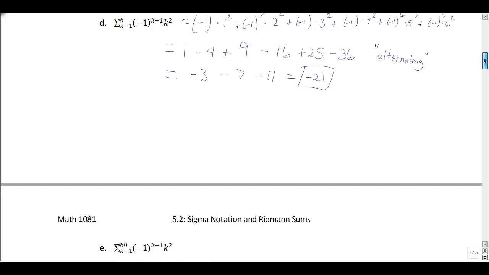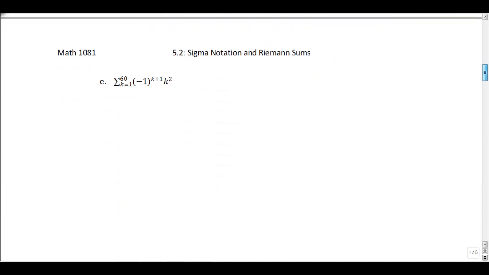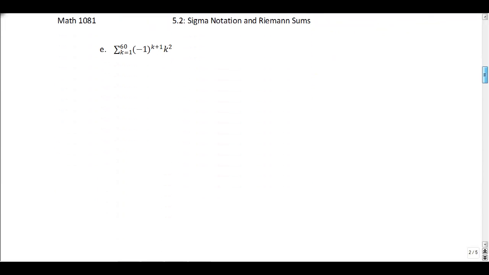Next one, you'll see is actually the exact same sum, but instead of 6, I'm going to 60. So I could write this out, but then I'd have to do 60 different terms. I don't really want to do that. So I'm going to have to try something a little more creative here. There's a couple things you can do with this. So one thing you could do is you could split this up.